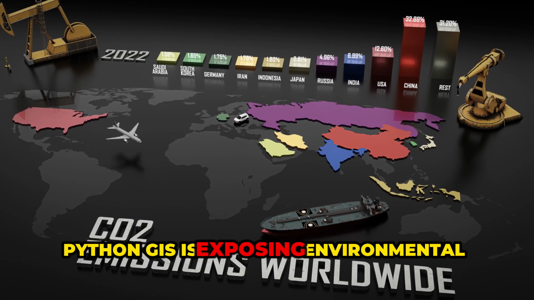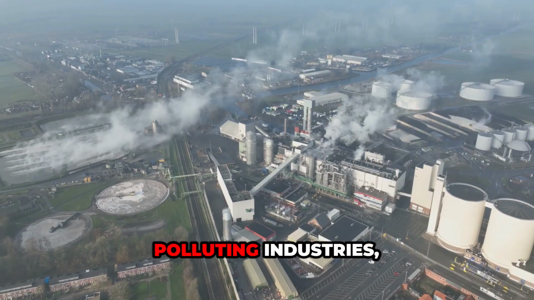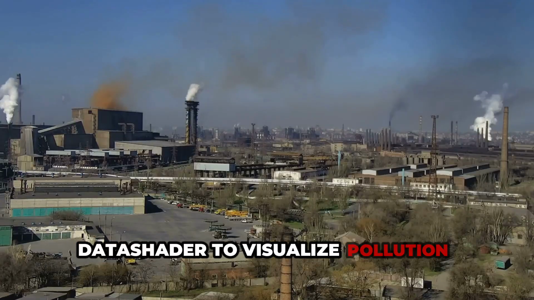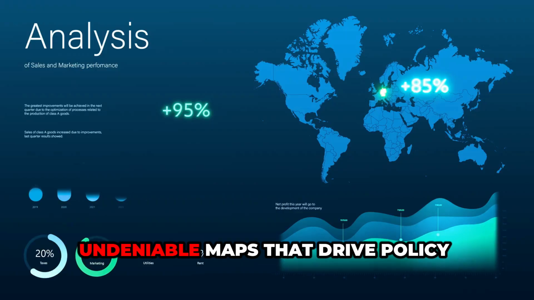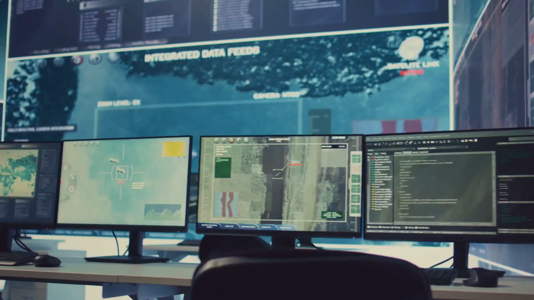Python GIS is exposing environmental injustice. Agencies use GeoPandas to map polluting industries, PyProj to align with census data, and Datashader to visualize pollution density. The result: undeniable maps that drive policy change. Data science becomes a tool for equity. This is advocacy powered by code.